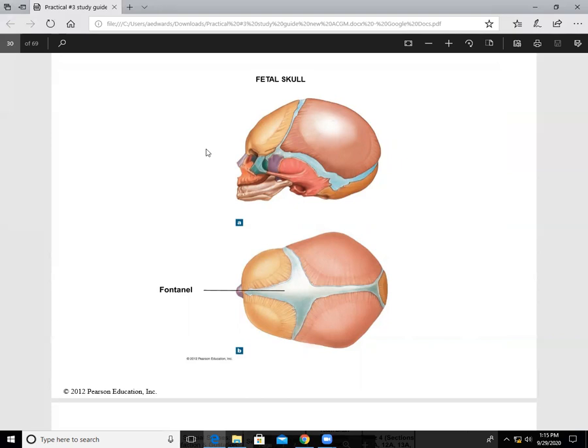And also up here I've got views, so if you want to look at compact bone and spongy bone, make sure you look at that.